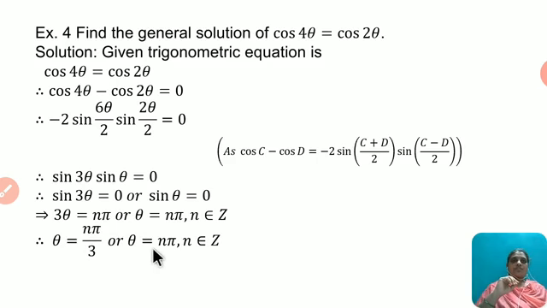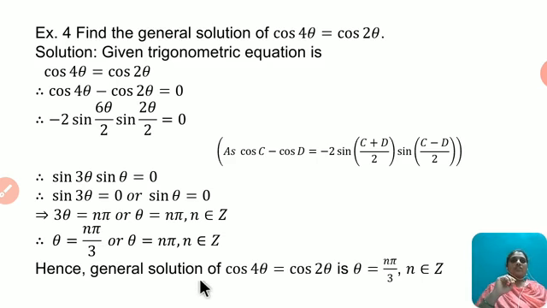Now out of these both the solutions, we observe this n pi by 3 satisfy this solution also, theta is equal to n pi, and so here theta is equal to n pi by 3 is our required general solution, and hence the general solution of cos 4 theta is equal to cos 2 theta is theta is equal to n pi upon 3, n belongs to Z.